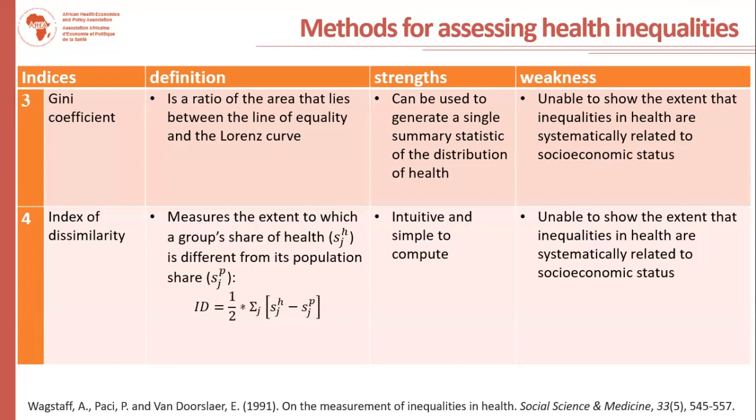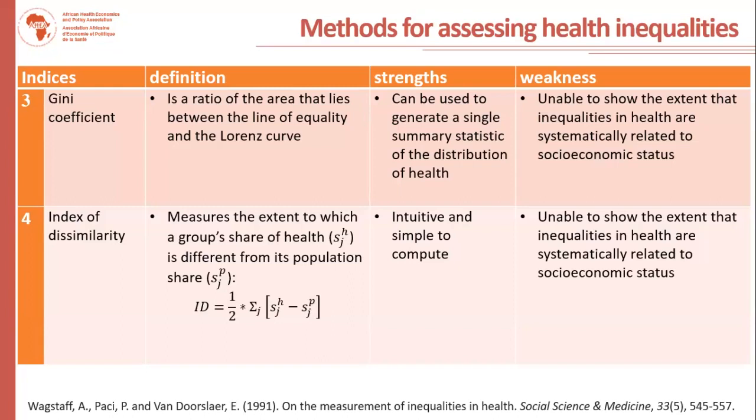Then the other one is the index of dissimilarities, which borrows a lot from information theory. What this does is that what you're trying to measure is pretty much the gap. You're summing up the gap. So you're assuming that every population group should have its own population share of health.